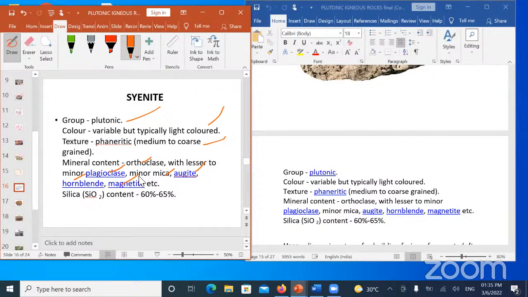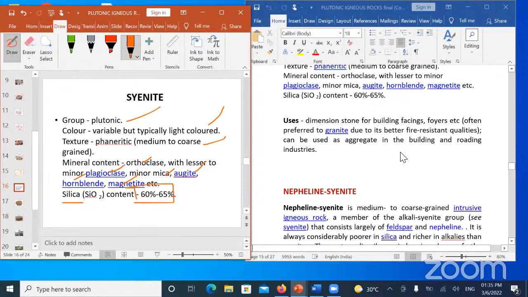So what is the silica content in that syenite? That is 62 to 65%. So this syenite is used in dimension stones for building casings, right? And also in some road industries, road constructions, right? So this is the syenite.